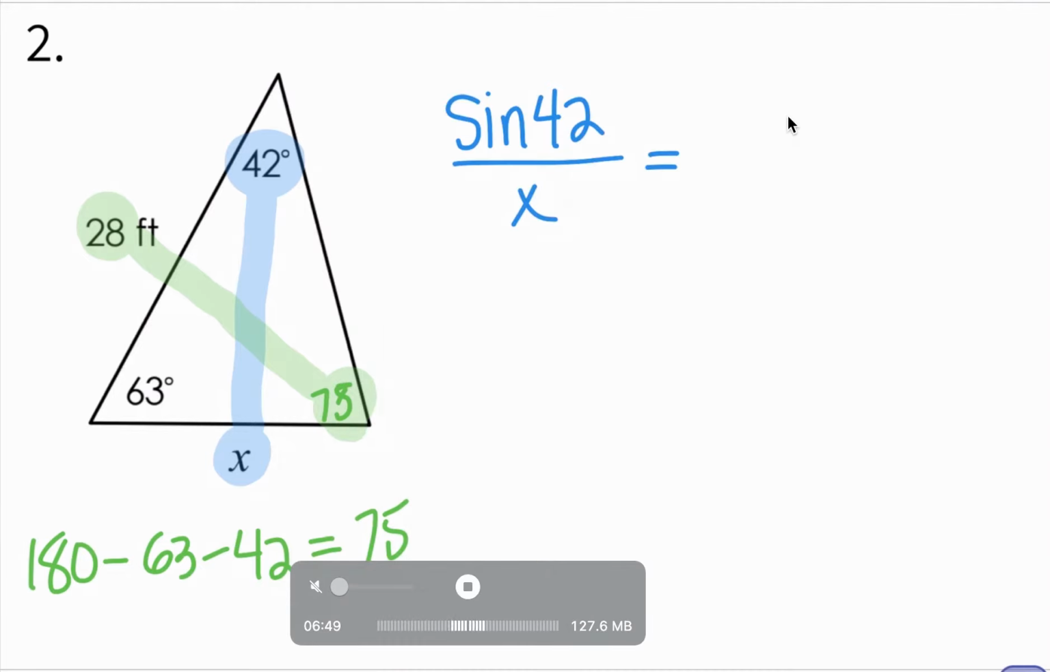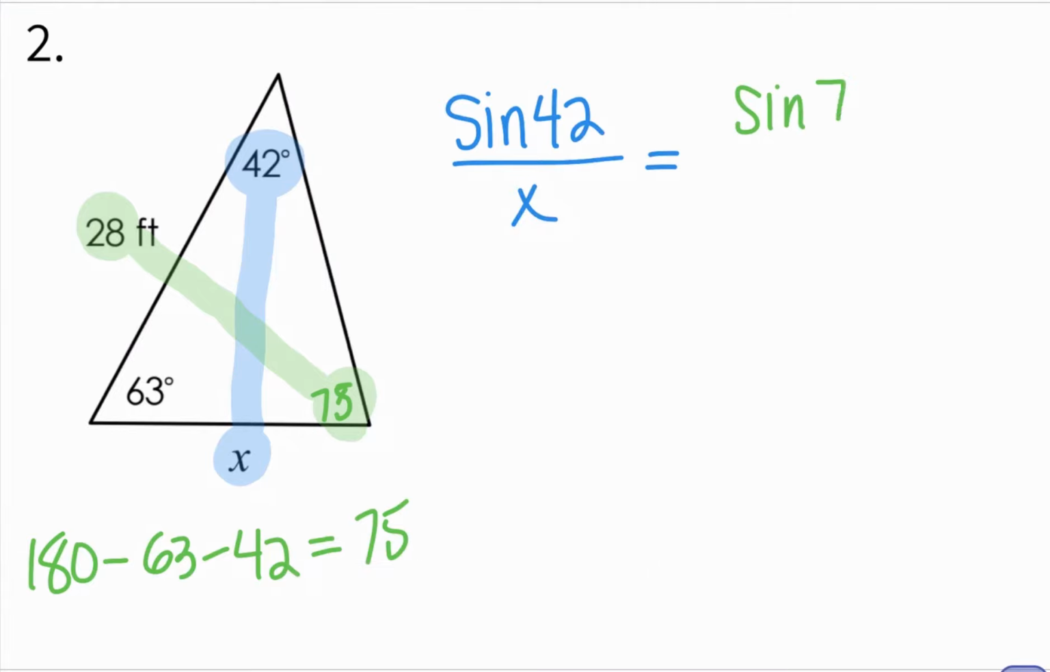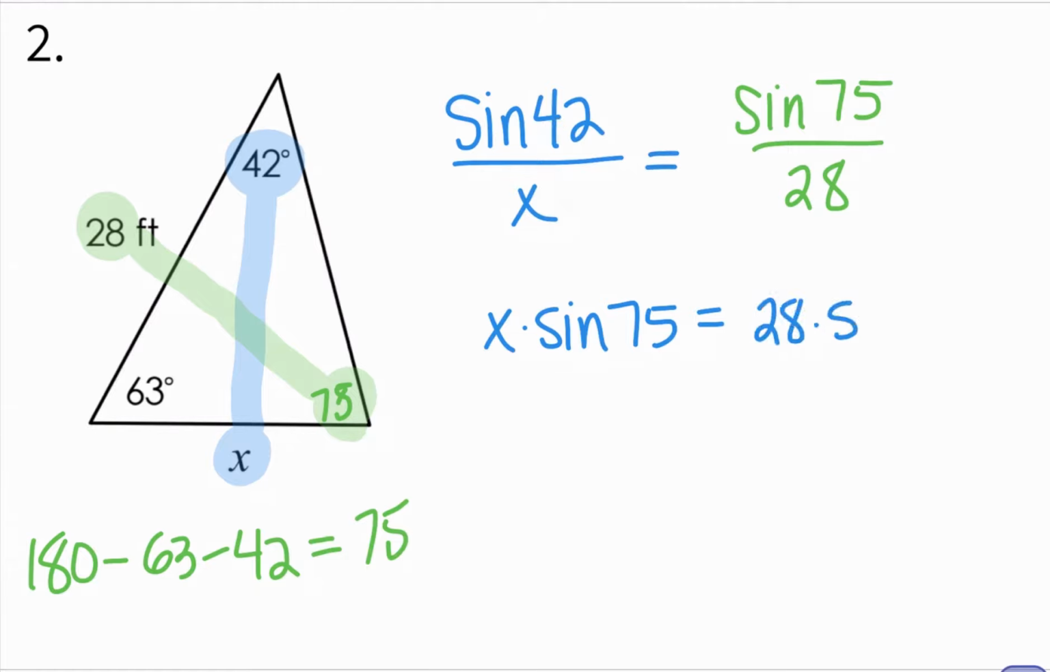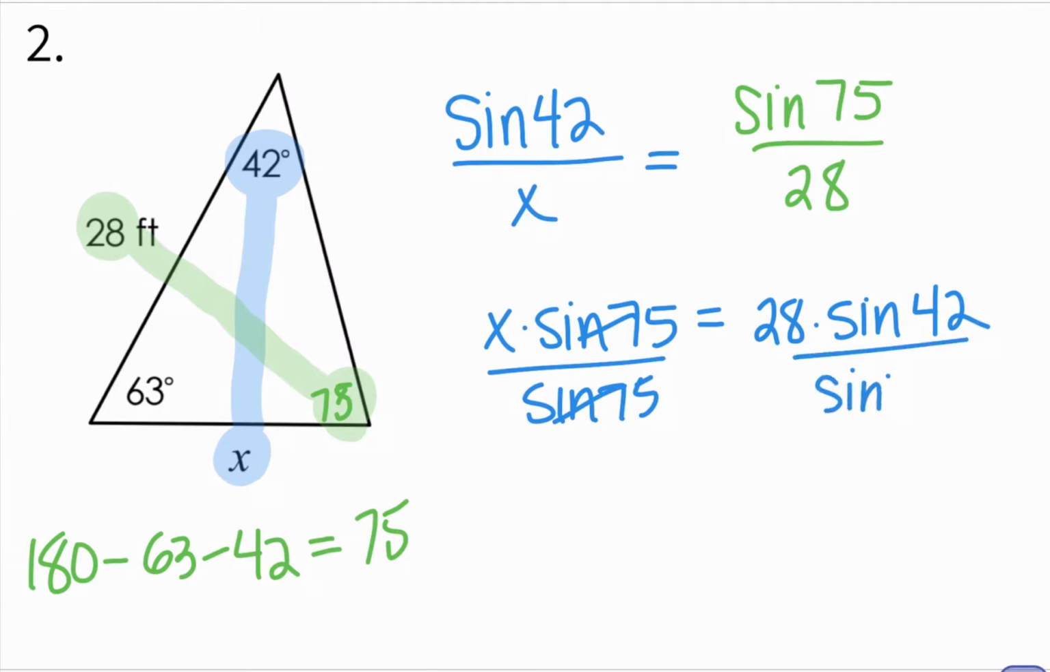Okay, so I'm going to set this up. Sine of 75 degrees divided by 28. Okay, and then just like before, let's cross multiply. Let's solve for x. So our first cross multiplication will be x times sine 75 is equal to 28 times sine 42. We need to get that x by itself, so we're going to divide by sine 75 so that it will cancel. But we need to do that to both sides.